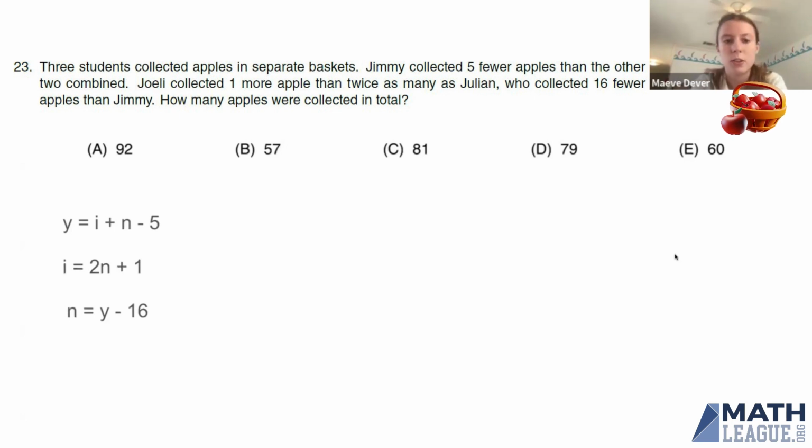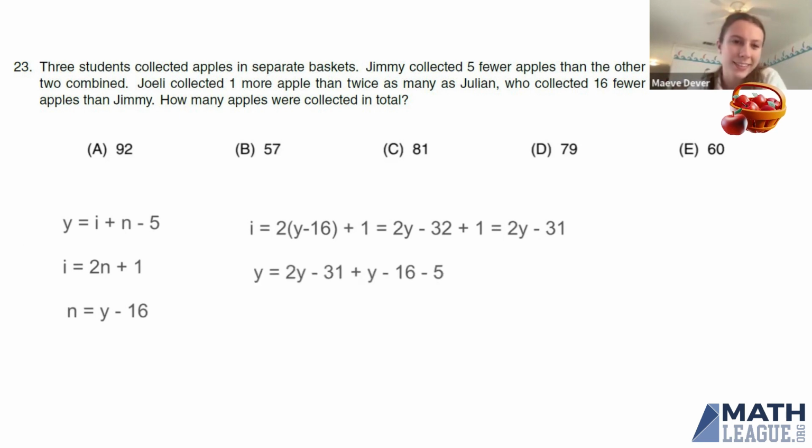All right, this is easy now. This is 3 equations and 3 variables. We know what to do with equations. Let's start getting rid of some of these variables. So we know I is 2n plus 1, and we know that n is y minus 16. So we can take y minus 16 and put it where the n is in this equation. Now I is 2 times y minus 16 plus 1. Expand out that 2 times y minus 16. I is 2y minus 2 times 16, which is 32, plus 1. So I is 2y minus 31.